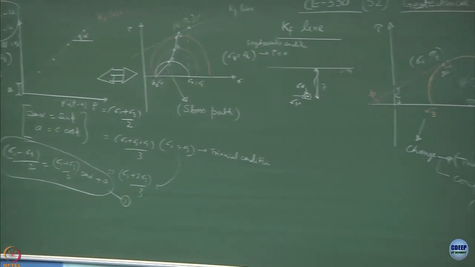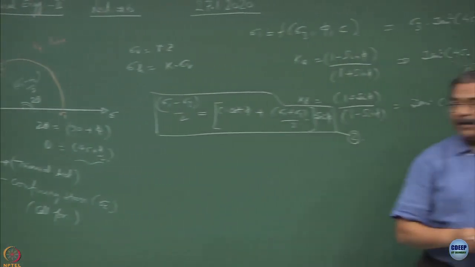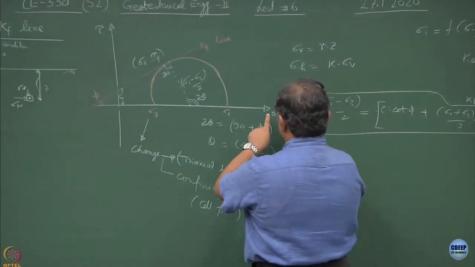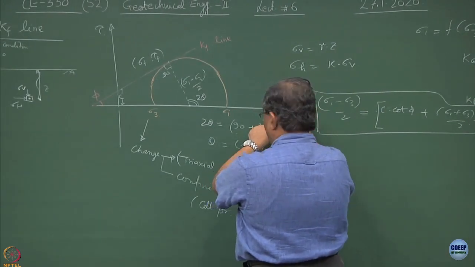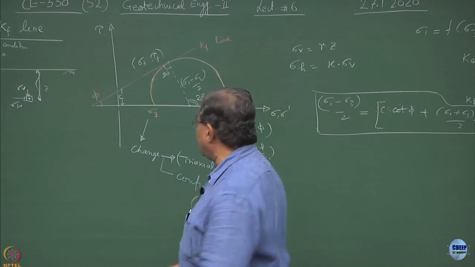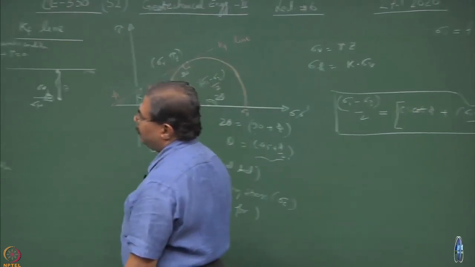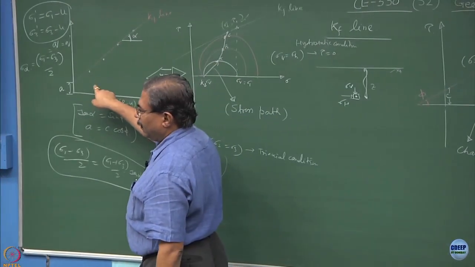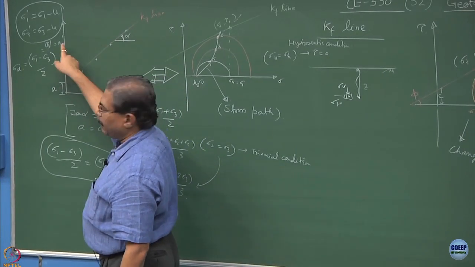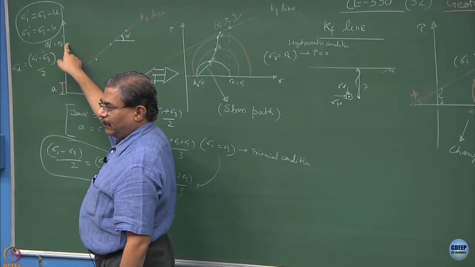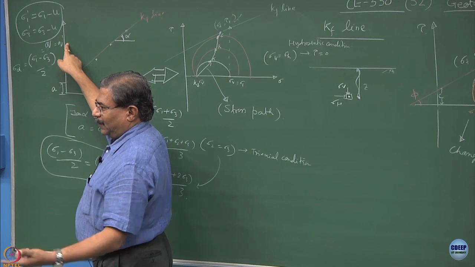So, today onwards, we will talk about the effective sigma primes also. And when you are dealing with effective sigma primes, the best way is to transform everything on a p-p prime plane, and q happens to be q prime, fine. So, this becomes simple.